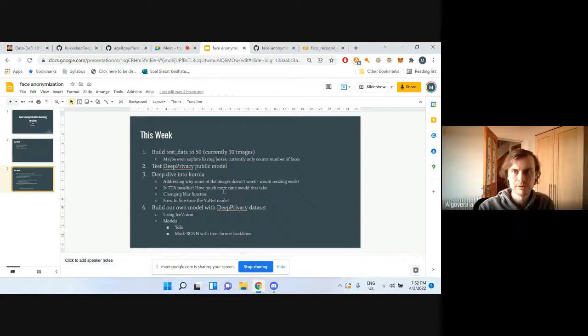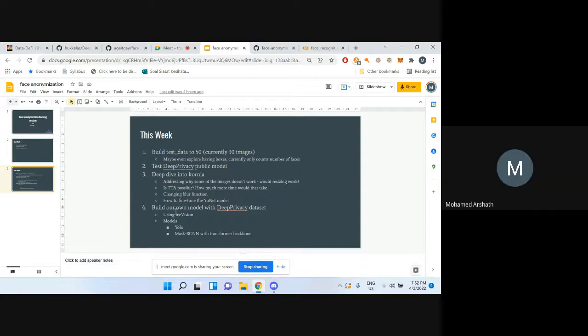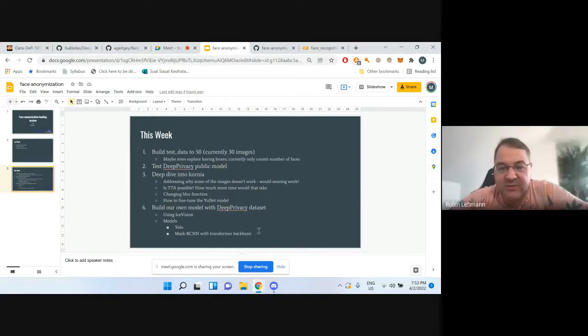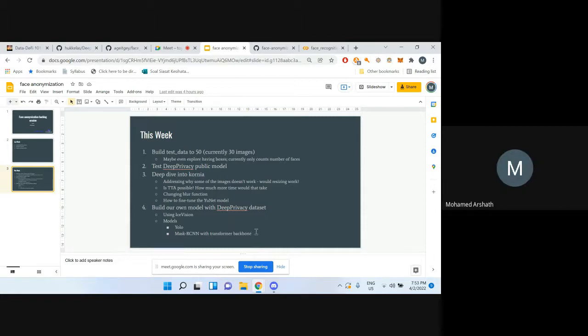That'd be interesting. Then also for our own model, I'm thinking of IceVision. It's based on Fast AI and PyTorch Lightning. They just uploaded Mask RCNN with a Transformer backbone, and of course YOLO if you want to be light. So probably we can play around with this for the week. But YOLO will probably have much worse performance, I guess. Yeah, we'll have to find out.